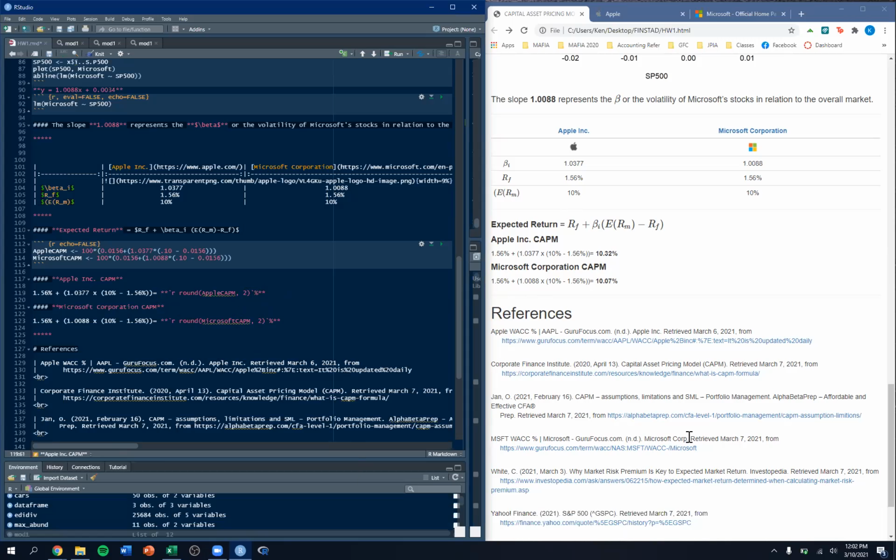Overall, our conclusion after letting R solve for the expected return is that Apple has a higher expected return in this case, which is 10.32%, and a 10.07% expected return for Microsoft Corporation. Using the CAPM, it showed that Apple Inc. is relatively close to Microsoft Inc.'s expected return, but we can see that Apple may generate a higher expected return. So we should probably go with Apple if we're going to choose between the two stocks in this scenario.